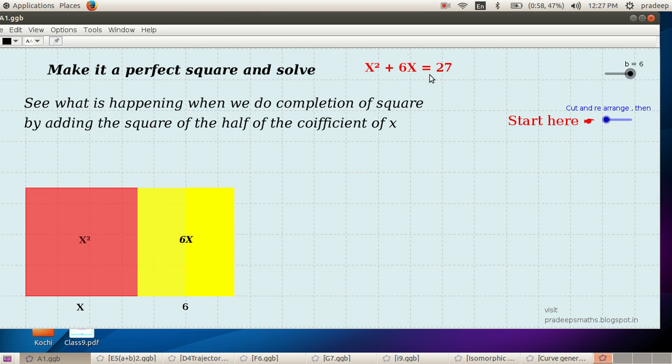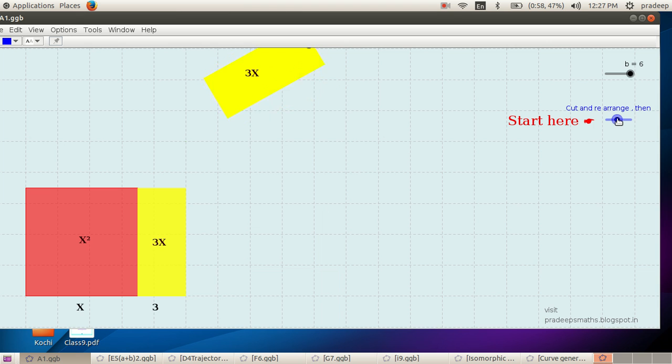But students may not know why we add the square of half of the coefficient of x. In the case of b equal to 5, we have to add the square of 2.5, which is half of this 5. In order to explain that, let us move this slider a bit.